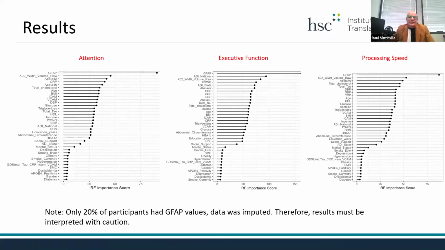The same thing we can see here in attention, executive function, and processing speed. Please do not pay attention to the GFAP, but you can see here white matter hyperintensities shows in this part with biomarkers. And if you see here between the first 10 in each one of the domains, biomarkers are always there, even in higher levels than the clinical risk factors. Next slide, please.